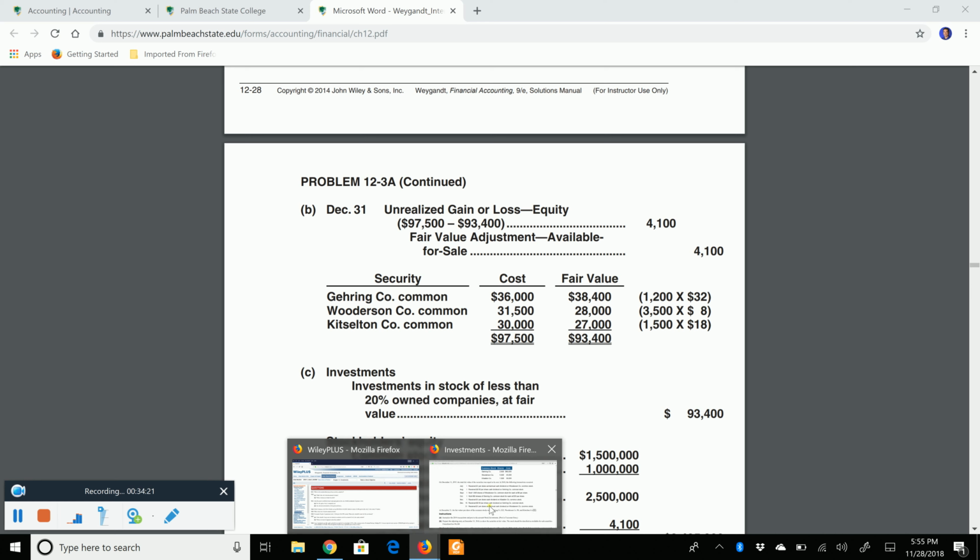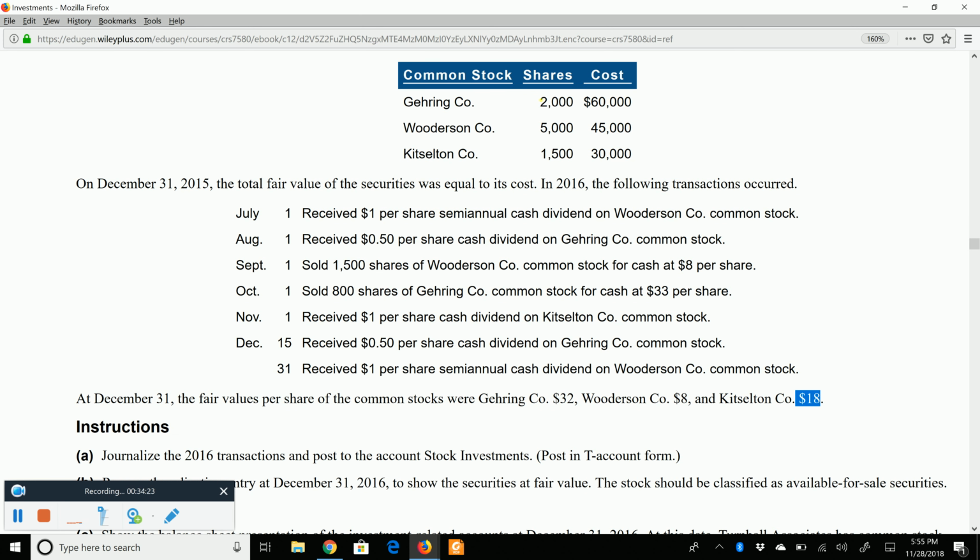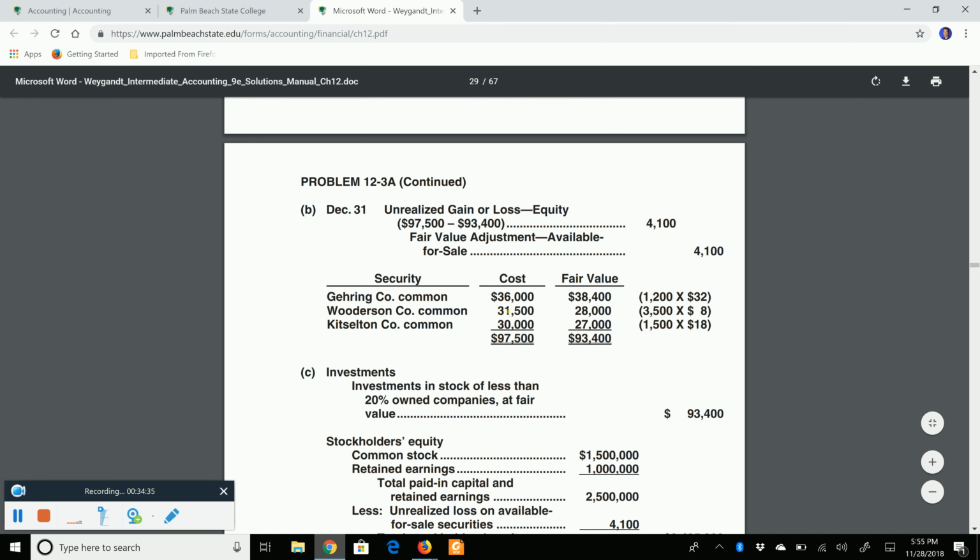So let's figure out Gehring. Gehring, we own 2,000 shares, but we sold 800. So we have 1,200 shares left. 1,200 times 30 is the original cost. That's 36,000. At the end of the year, 1,200 shares, but the fair value is 32. That's where you get the fair value.